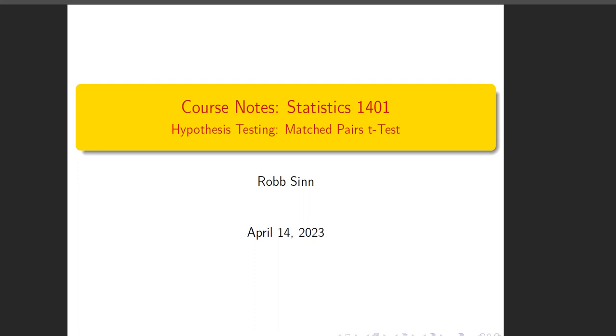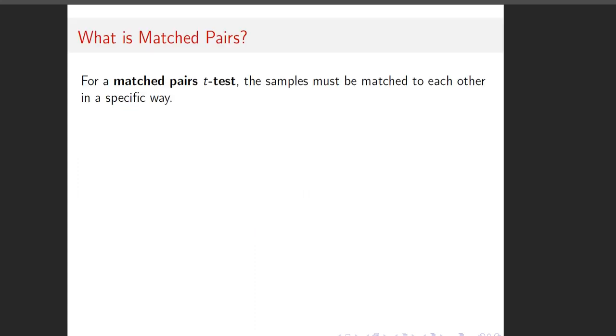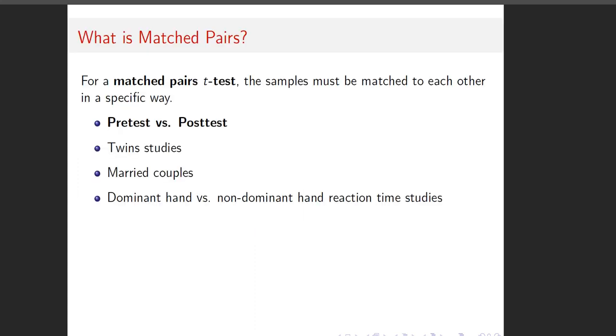Okay, we're going over matched pairs t-test. So this is notebook 16. See if I have that right. Notebook 16, yes. So if you want to open that, we can get started. But first, let's talk about what a matched pairs t-test is.